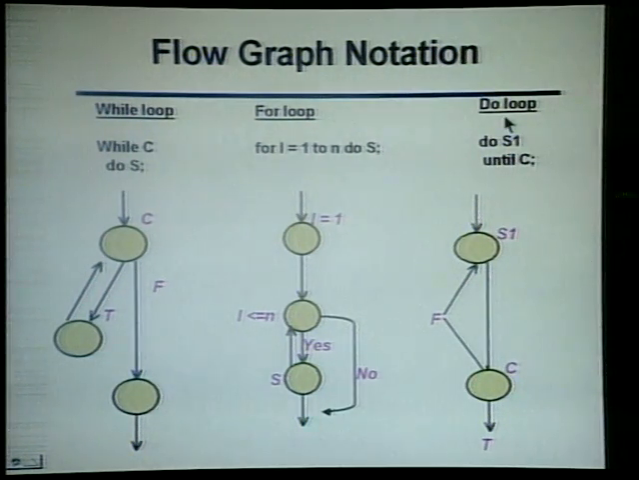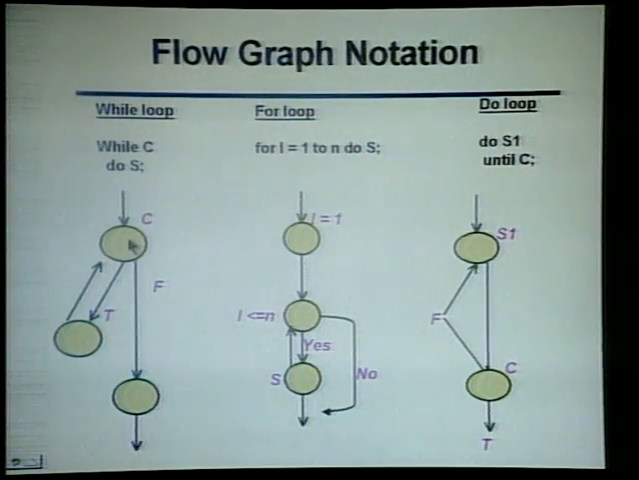A do-while loop notation is shown here. In a do-while loop or a do-until loop, we start with the statement. That means statement S1 is executed unconditionally. After execution of the statement, we check the condition C. Now if the condition is true, we go back and execute the body of the loop. If the condition is false, we terminate the loop.